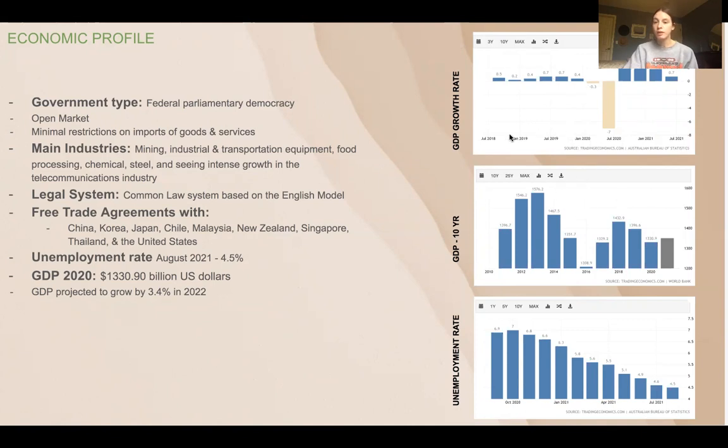The first one up here is just over the past few years, and it obviously shows the big effect of COVID-19. But I thought it was interesting how they were able to bounce back in January 2021 to a positive GDP, up almost 9%. So it shows that they're really a fluctuating economy striving for growth and prosperity.